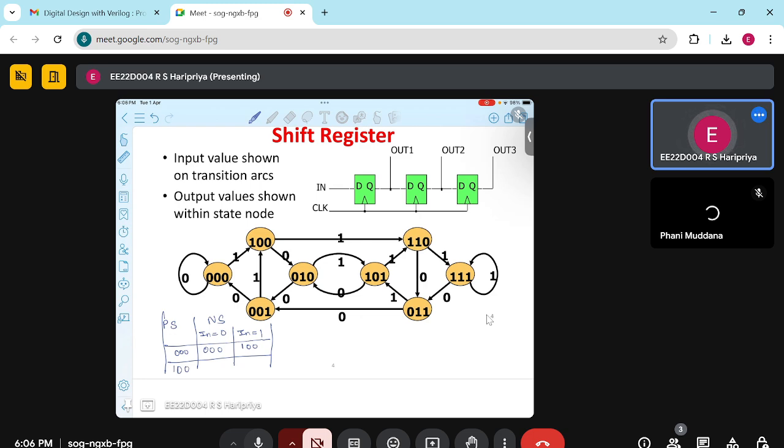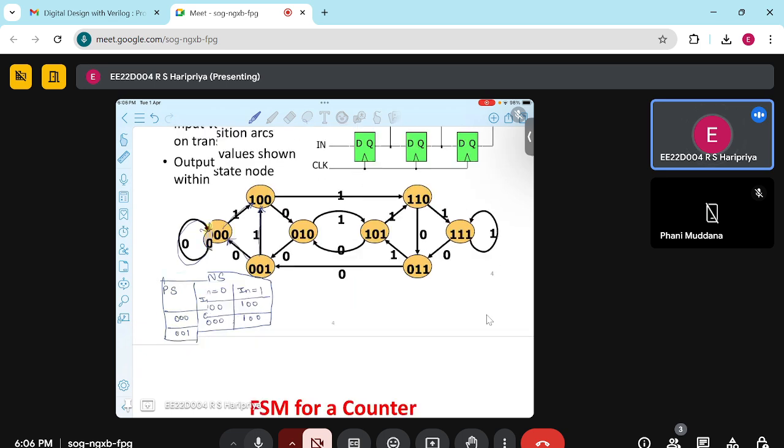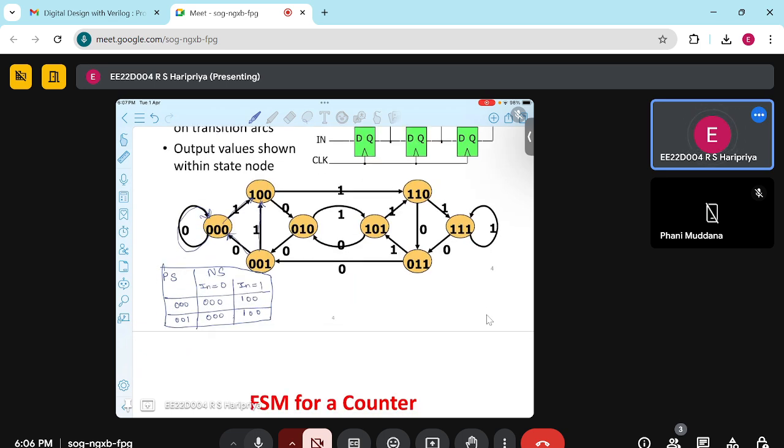Similarly, if we consider, say, this state, or say I will take 1. Now, if you want to shift 0, then it will be all 0. If it is 1, then it will be 1, 0, 0. So in this example, you can see when the input is 1, it goes to 1, 0, 0. Input is 0, it remains in the state. And from 1, it goes to 0 if the input is 0, and it goes to 4 if the input is 1. So this way you can represent the shift register using the state diagram.